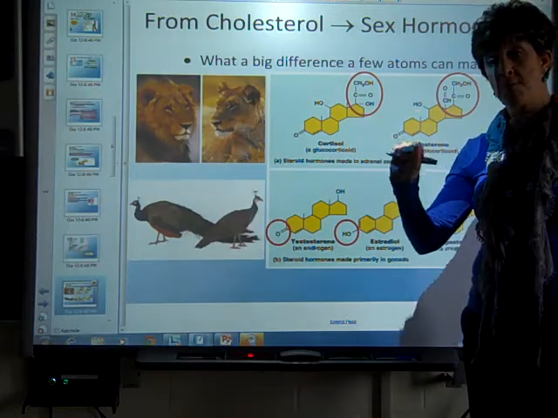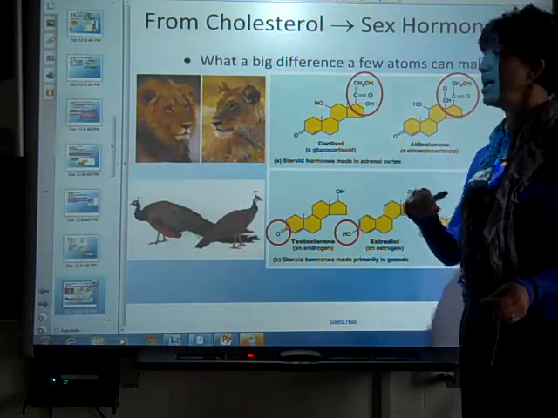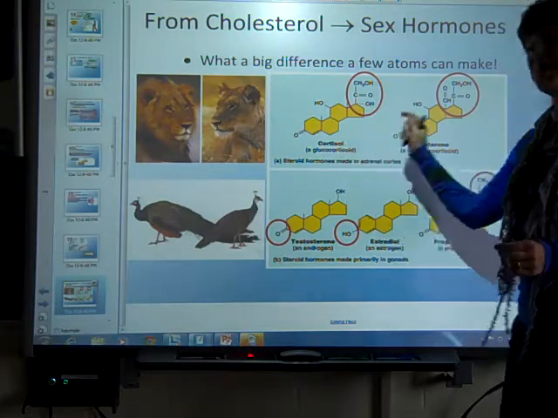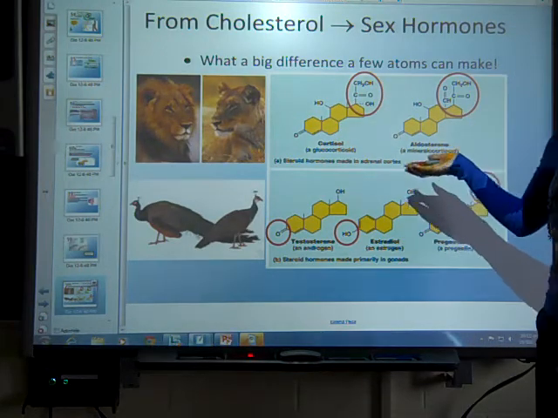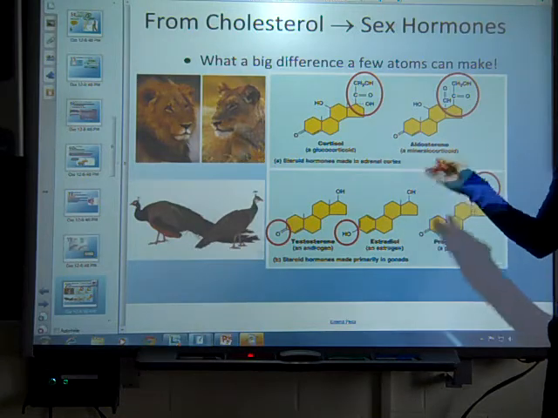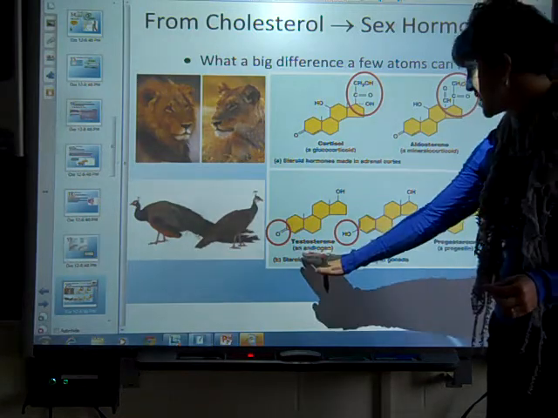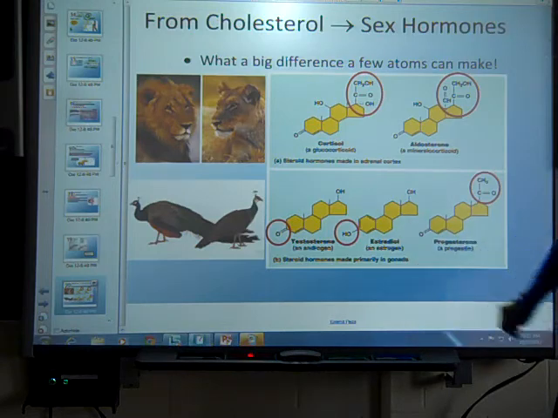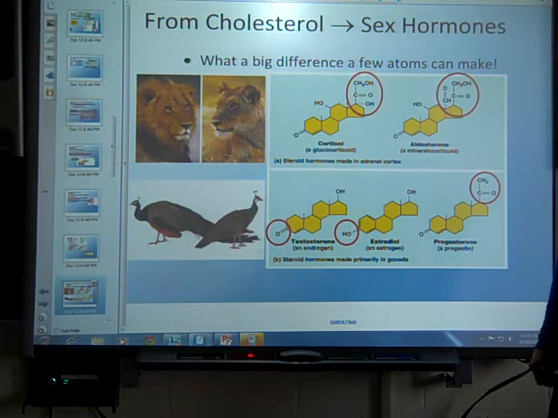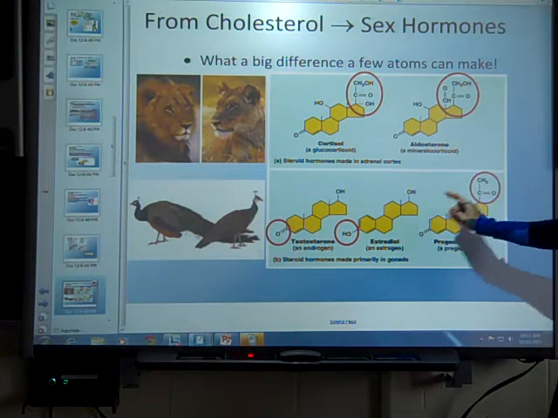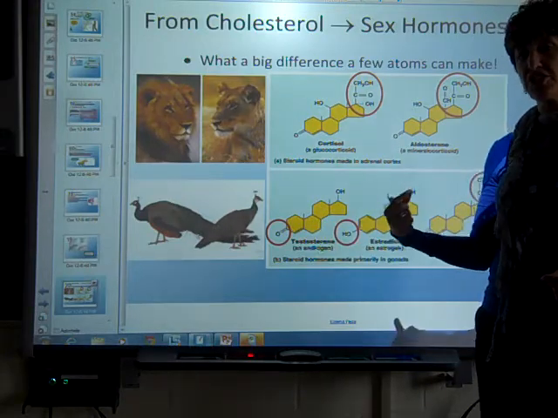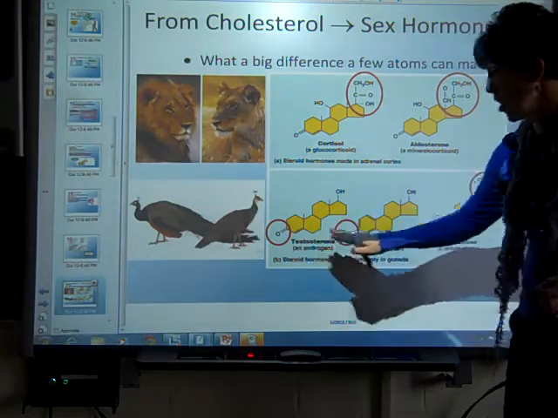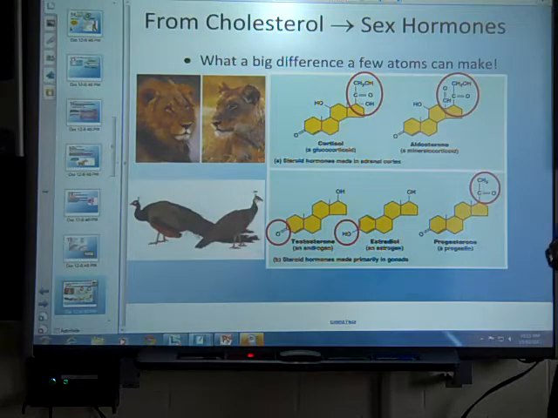So some hormones, sex hormones especially, are going to be a lipid, not a protein. Here is aldosterone, which actually helps control your water levels in your kidney. Here's testosterone, here's an estrogen, and here's progesterone. So each one has a different functional group attached, and that allows it to do its job differently. Its form determines its function.